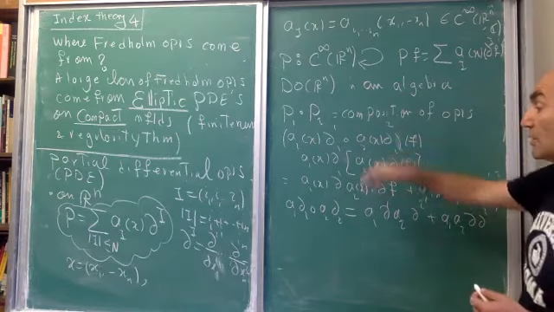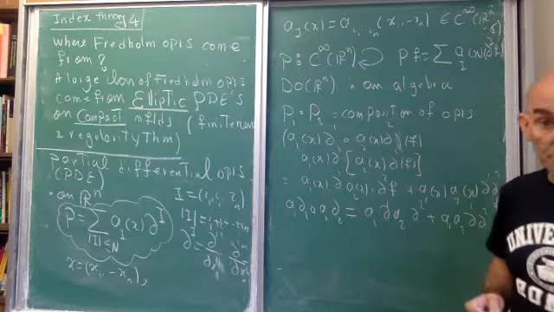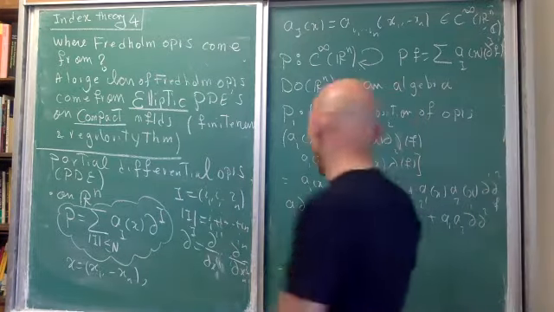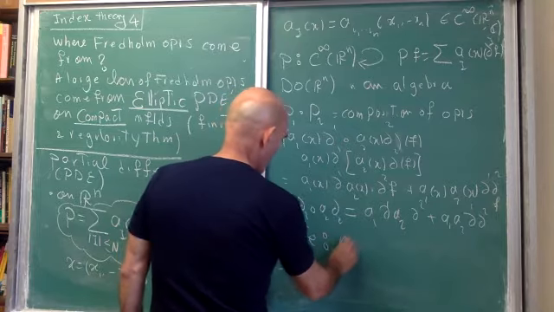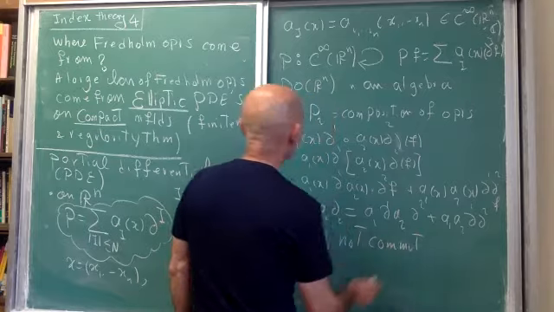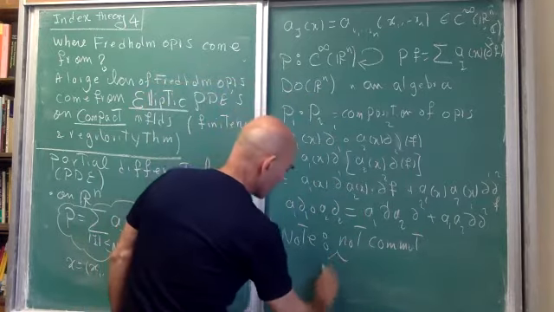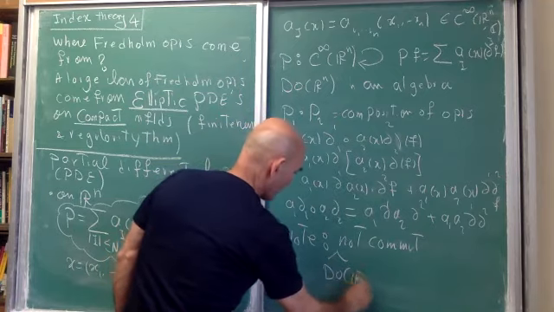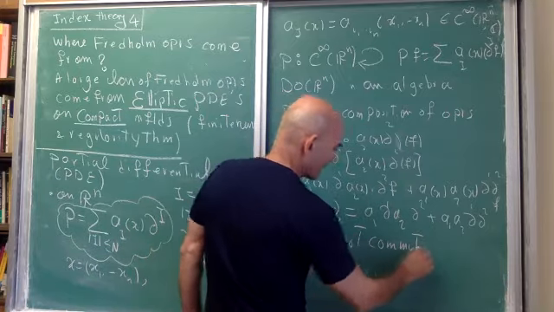Now, the important thing about this algebra is that it's not a commutative algebra. So note, not commutative. I mean, DO of Rn is not commutative. That's what I mean.